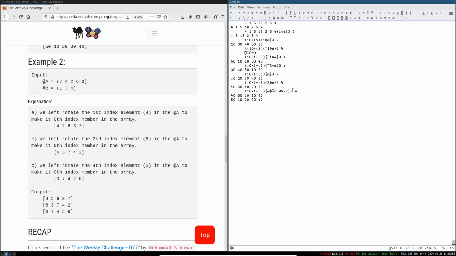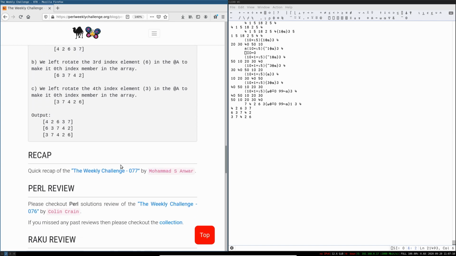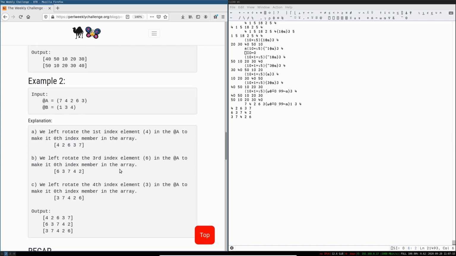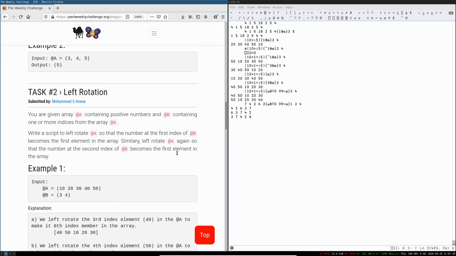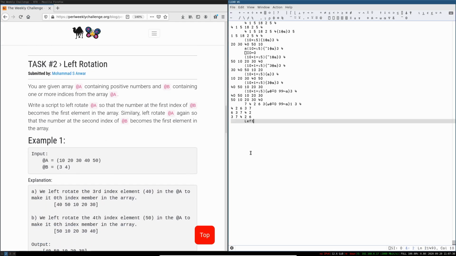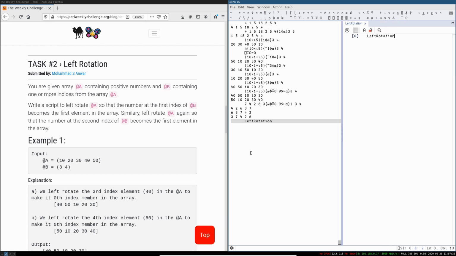Example 2, again, this should just do it. 7, 4, 2, 6, 3, rotated by 1, 3, 4. And we get 42637, 63742, 37426. There's nothing really much to be said about this other than it's the rotate primitive, and you want to apply it with a list of scalars. I'm going to rotate each of those scalars. Just make sure that the index origin is 0 to get the correct amount, otherwise you'll get an off by 1 error. So we call it left rotation.